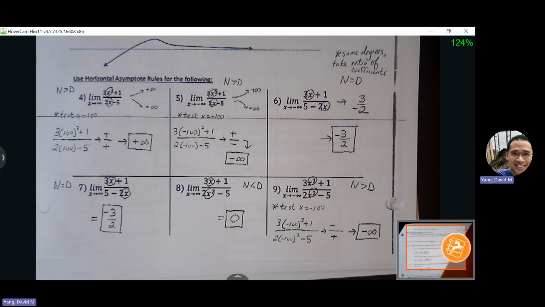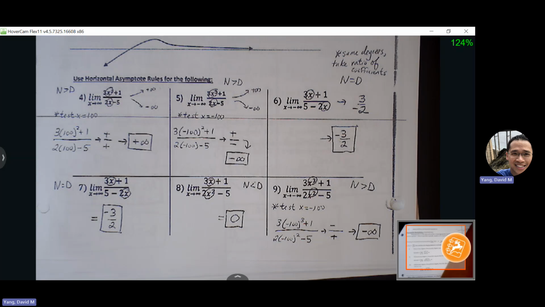Number 5, again, my numerator has a higher degree than my denominator. This time, though, I'm headed towards negative infinity, so I'm going to test negative 100 to follow the arrow as it exits to the left. And then here, negative 100 into the numerator is still positive, but a negative 100 into the denominator, I get a negative. So positive over negative is negative.